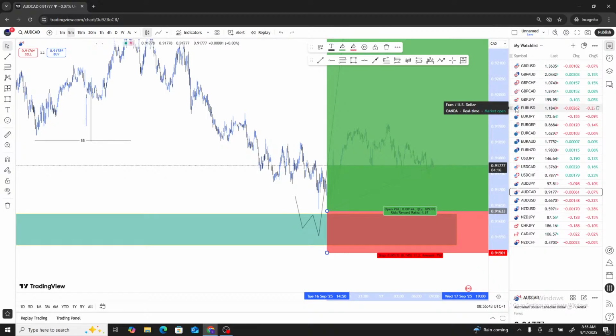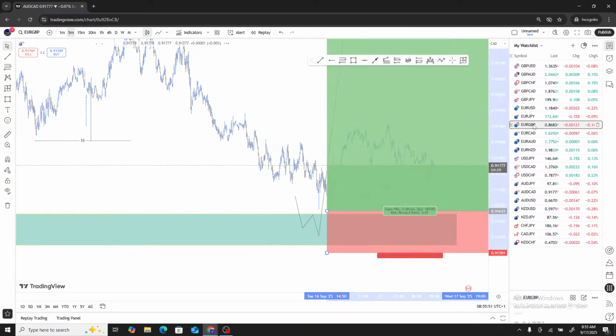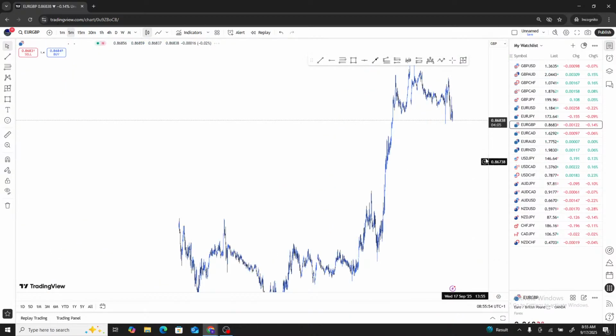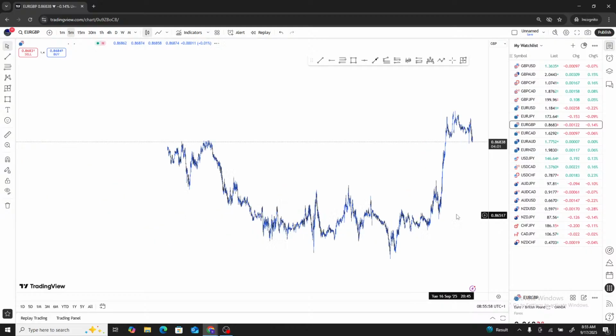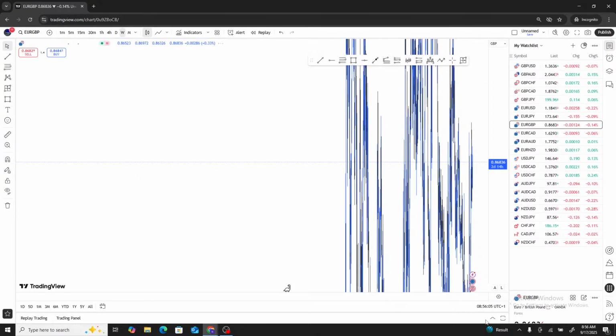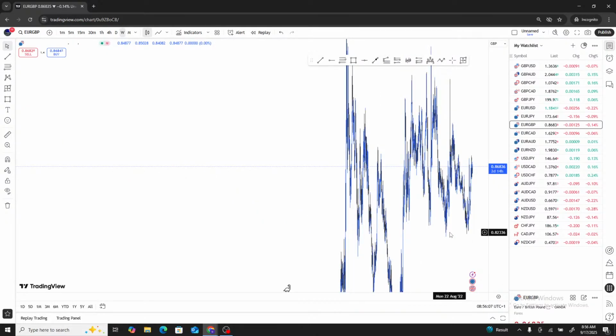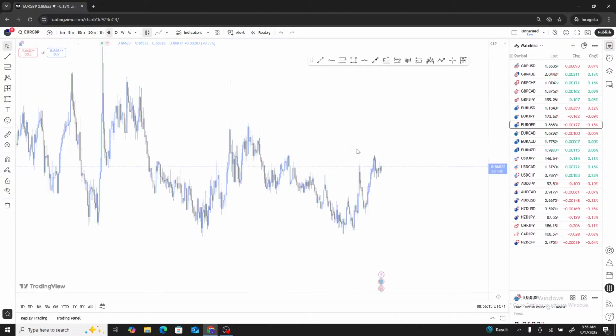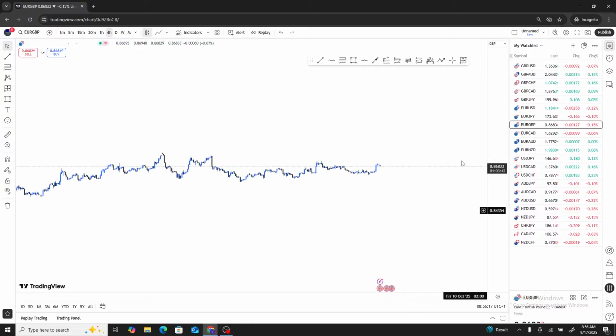Then another pair we'll be looking at today is Euro GBP. Let's see what we have on Euro GBP. Euro GBP has been on a massive uptrend because yesterday it really pushed to the upside, even on higher time frames like 4 hour. You can see it. Look at the huge movement.